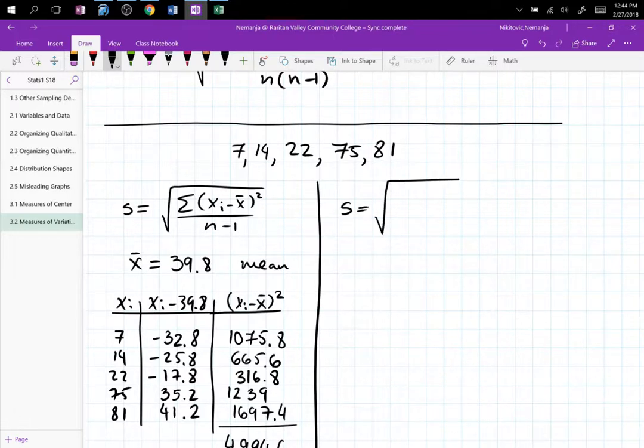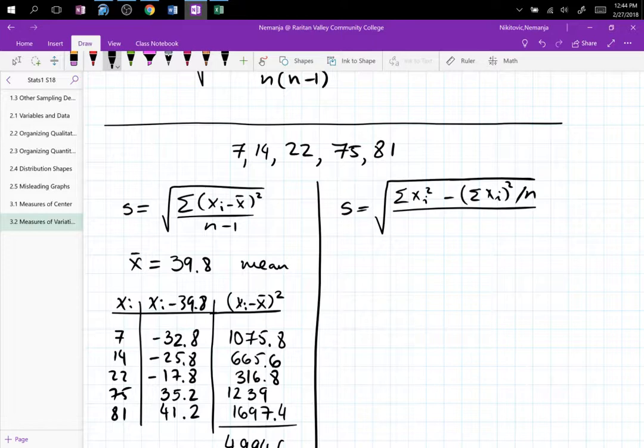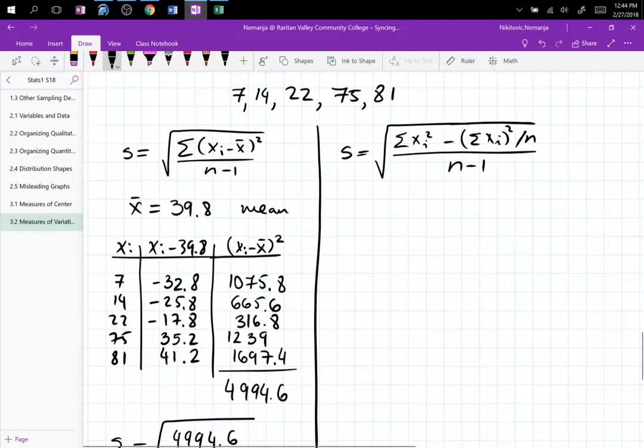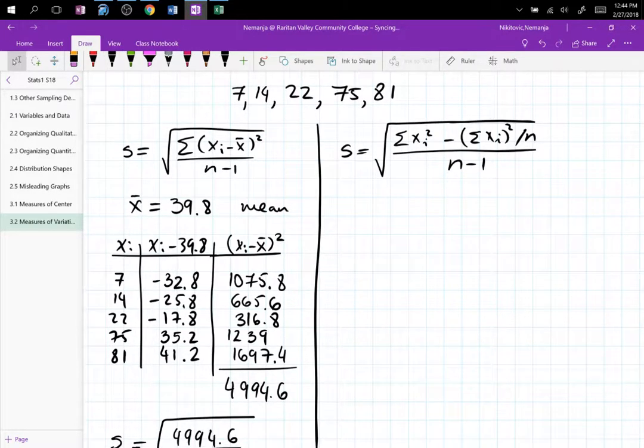S equals the square root of the summation of xi squared minus the summation of xi, squared, divided by n, all over n minus 1. We do not need the mean, so that's a clear gain. We do not need to compute the mean, but then you have 2 columns where you will be squaring.